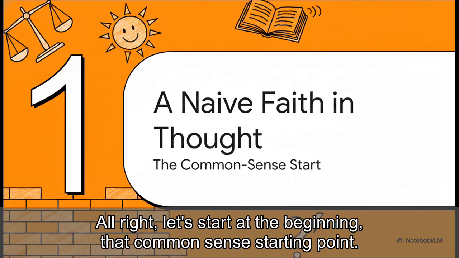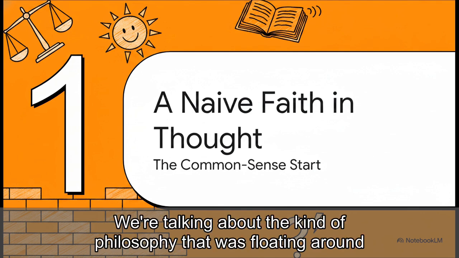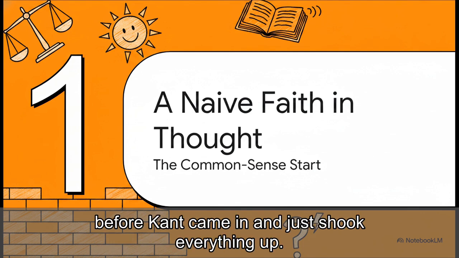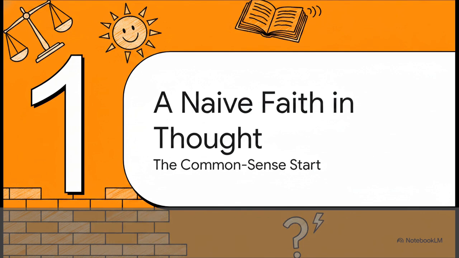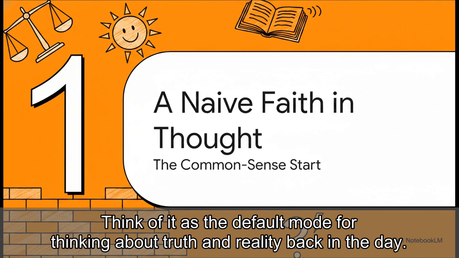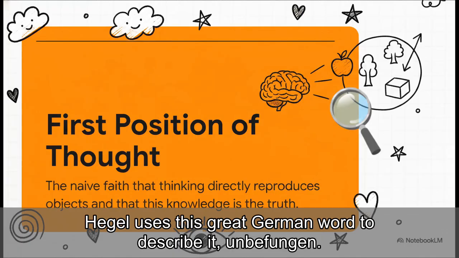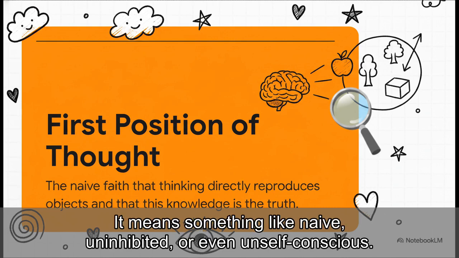All right, let's start at the beginning, that common sense starting point. We're talking about the kind of philosophy that was floating around before Kant came in and just shook everything up. Think of it as the default mode for thinking about truth and reality back in the day. Hegel uses this great German word to describe it, unbefangen. It means something like naive, uninhibited, or even unself-conscious.